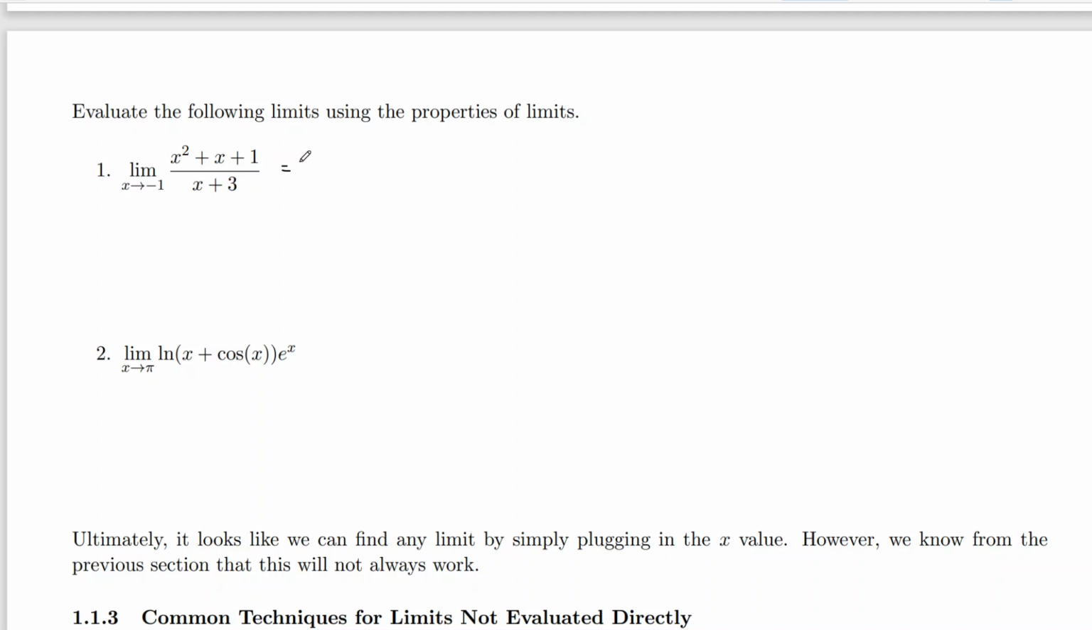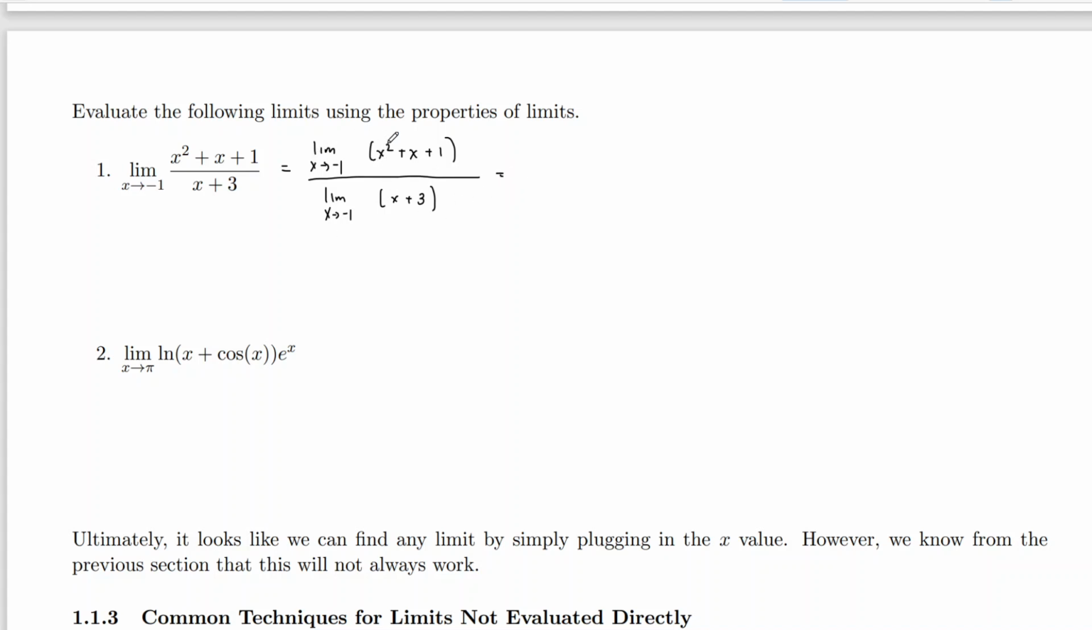We see a fraction, and the limit property for division means we can do the limit of the top, the limit as x goes to -1 of the top. I'm going to write it in parentheses just so it's more clear that we're distributing it over, and then the limit as x goes to -1 of the bottom. All right, so just distributing the limit to the top and bottom.